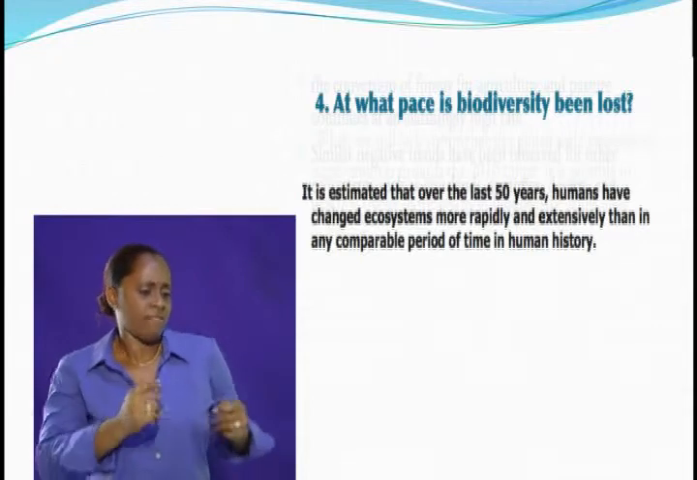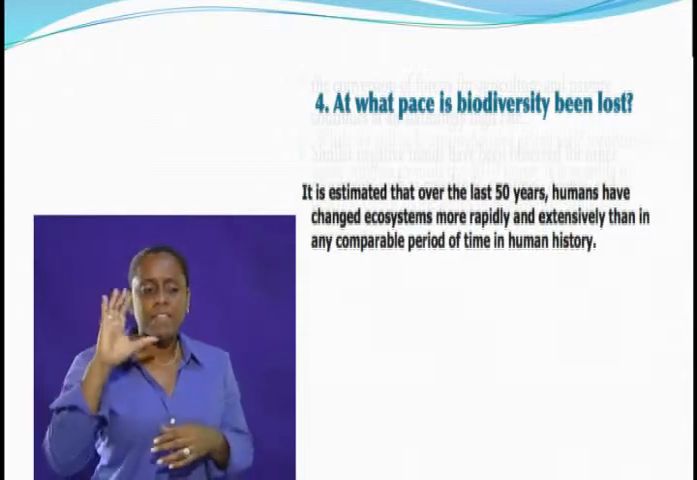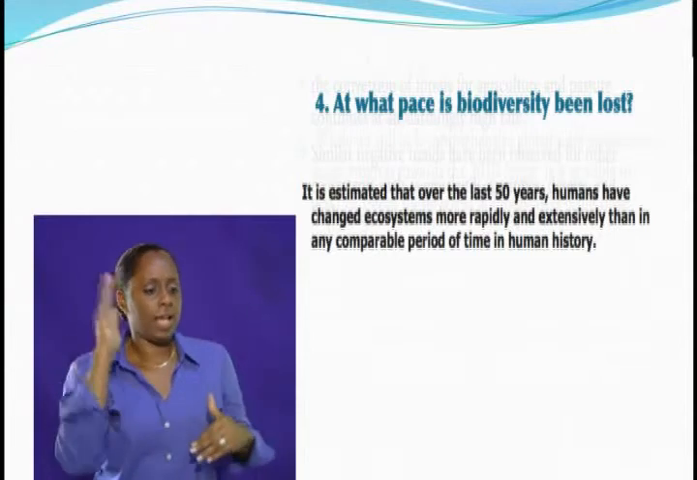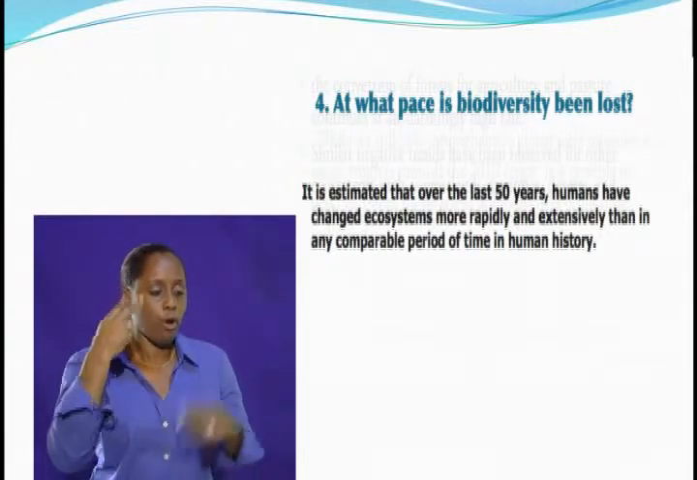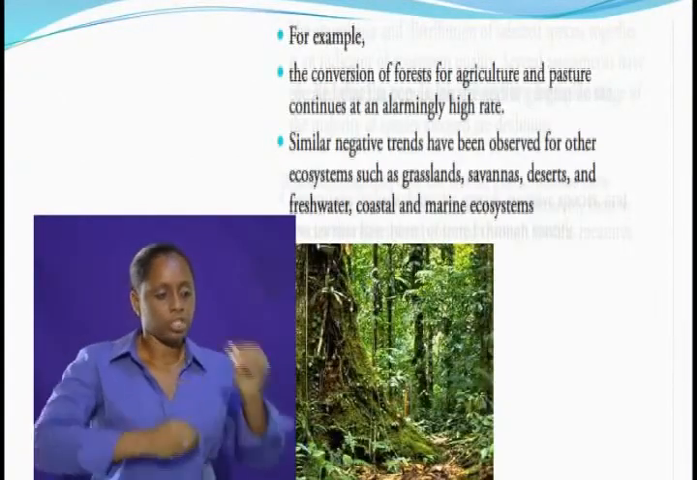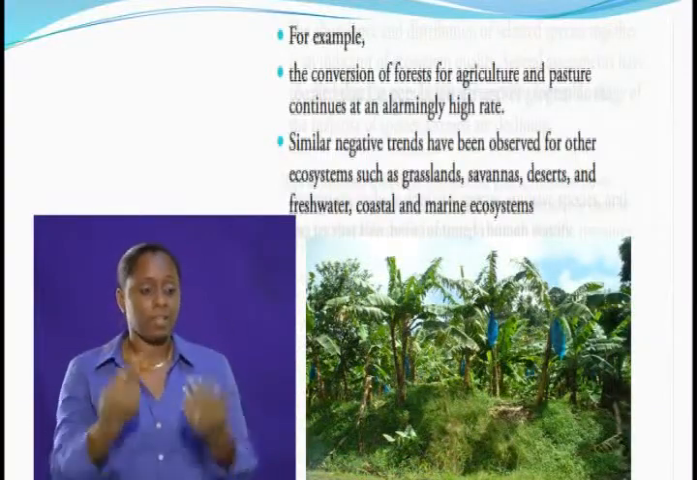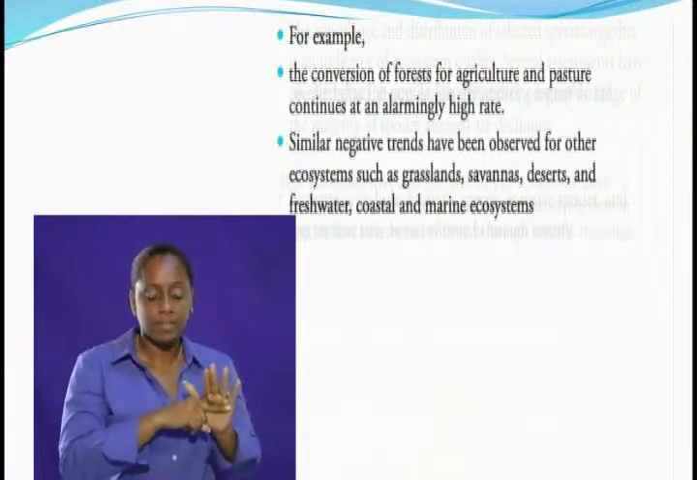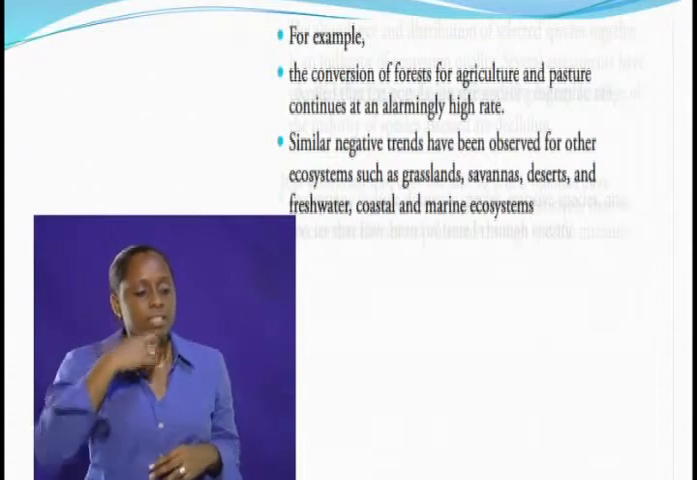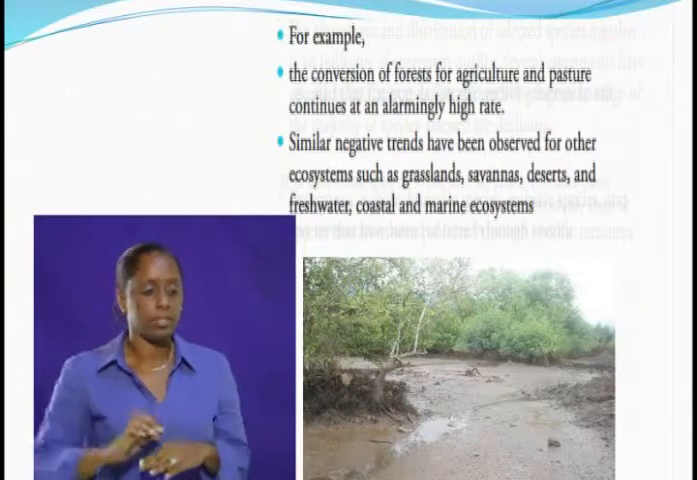At what pace is biodiversity being lost? It is estimated that over the last 50 years, humans have changed ecosystems more rapidly and extensively than in any comparable period of time in human history. For example, the conversion of forests for agricultural and pasture continues at an alarmingly high rate. Similar negative trends have been observed for other ecosystems such as grasslands, savannas, deserts, and freshwater, coastal, and marine ecosystems.